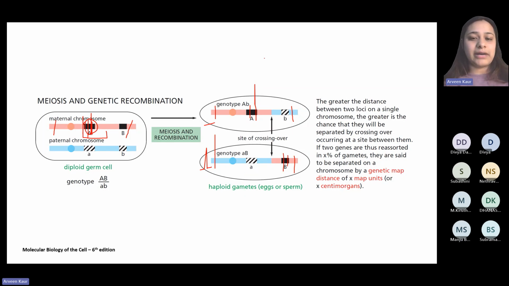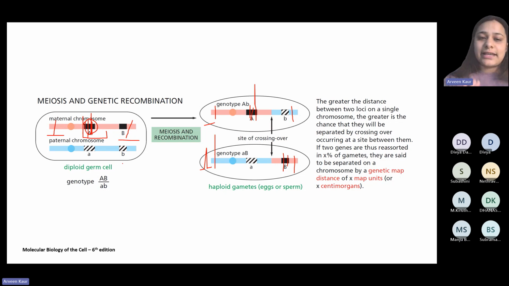Everything is a chance event. It might occur that the crossover takes place between these two also, right? That might occur. But since they are close by, it will occur less frequently than crossing over taking place between this and this loci. We actually talk about it with more emphasis when we talk about genetics.